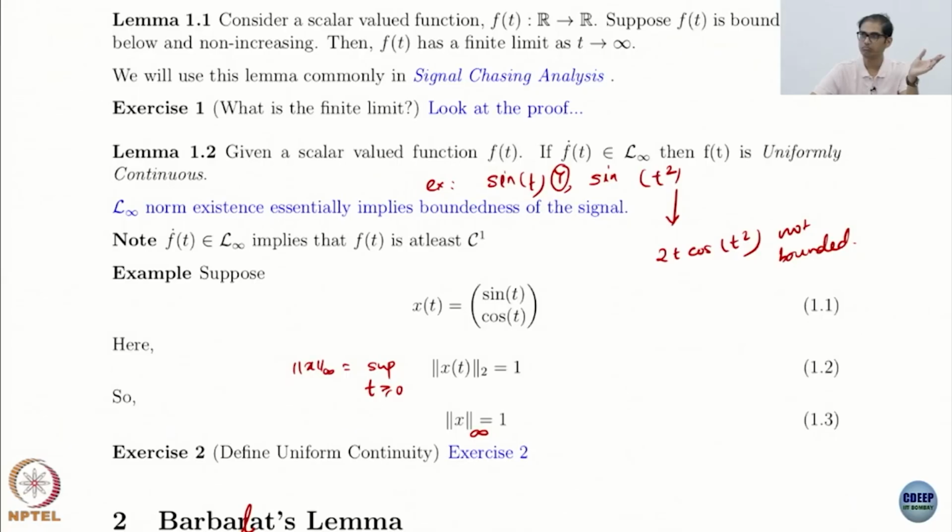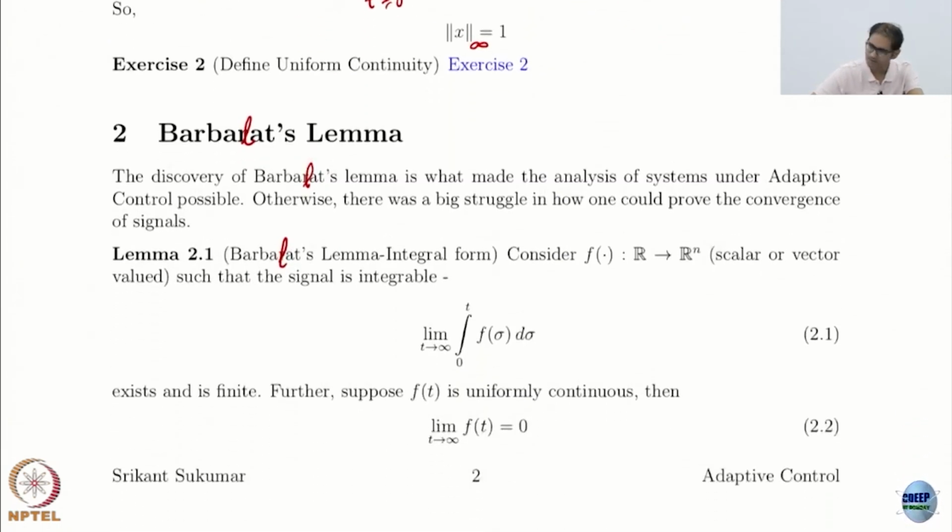We've seen Barbalat's lemma, the two versions of it, if you may. One is the corollary of the other, of course. So we want to see how we can use it. We are going to look at a very simple example.